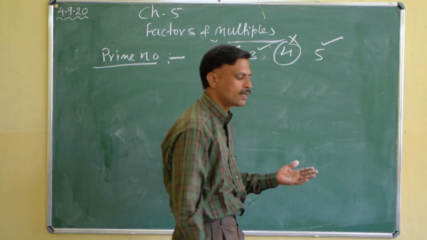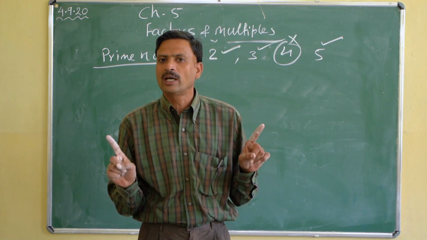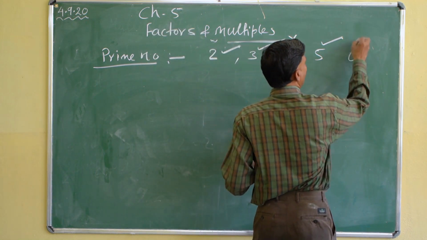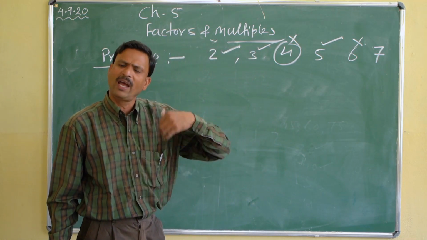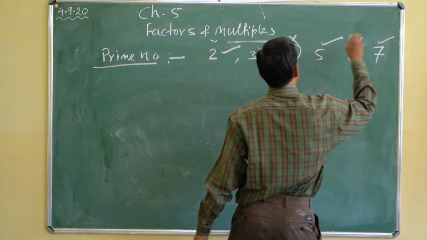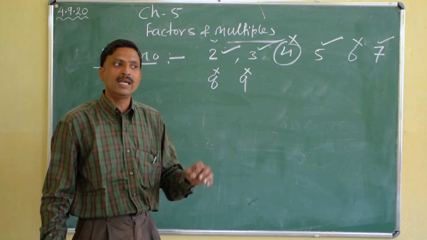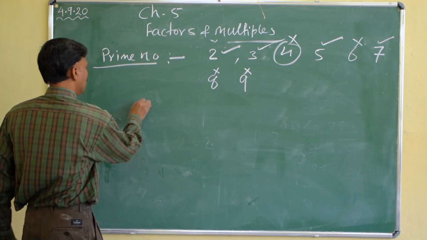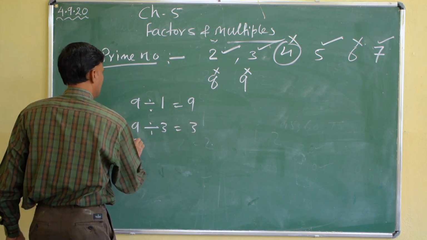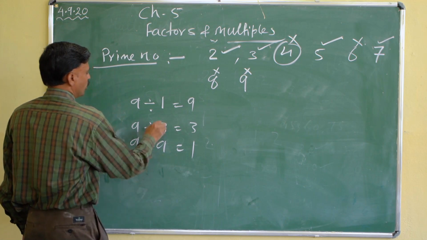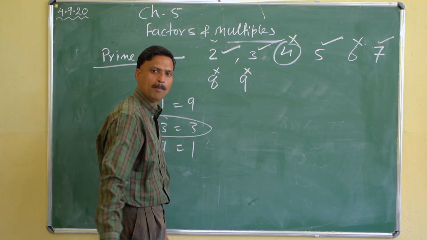But you will see similarly the 6. So 6 is divisible by 2, 6 is divisible by 3. That's why 6 is not a prime number. But you will see the 7. 7 is only divisible by itself and 1. That's why 7 is prime. 8 is not prime, 9 is not prime. Why? Because 9 is divisible by 3 also. It is divisible by 1, by 3 and by itself. Because it is divisible by 3 also, 9 is not a prime number.